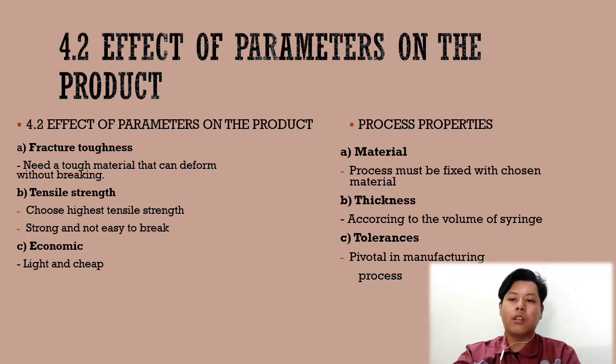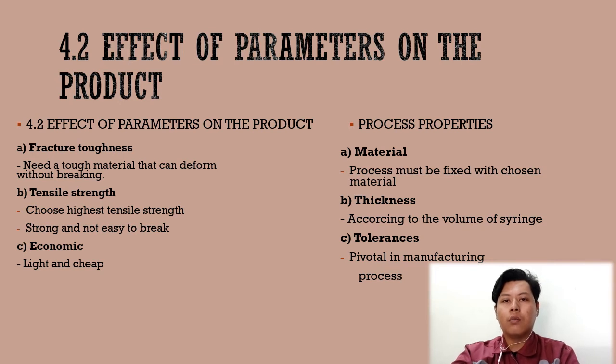The second one is tensile strength. To design the syringe, the material needs to be chosen with the highest tensile strength value, which will make the component strong and not easy to break. If we use low tensile strength, it will cause a failure of the product. The next is economics. Although the syringe is disposable, the material should be light so that it is easy to use.